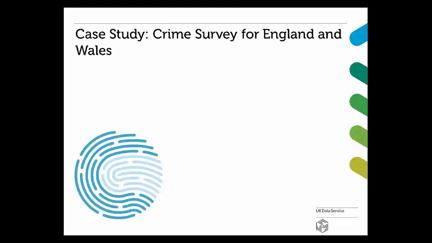So the Crime Survey for England and Wales is a major survey in the UK, and it provides an important source of information about levels of crime, public attitudes to crime and other related issues. And it's important for policy purposes. It informs government policy, and it provides a measure of crime that's independent of reporting to the police.